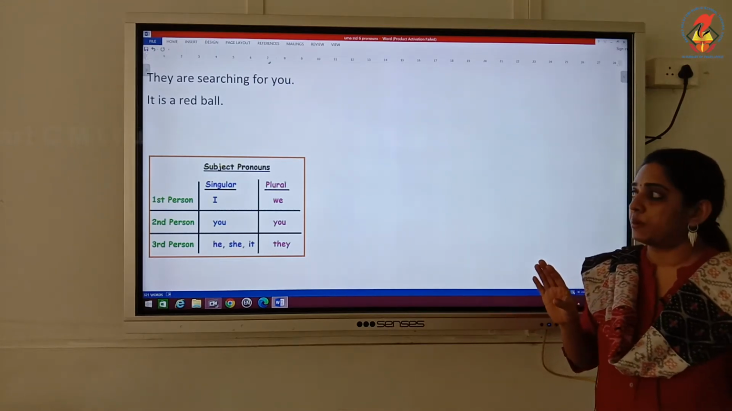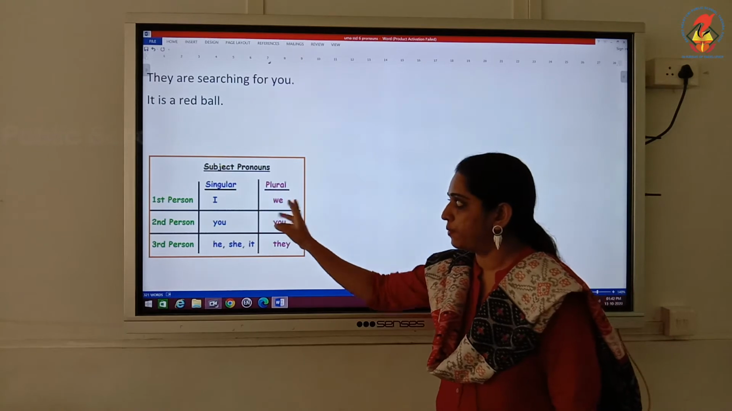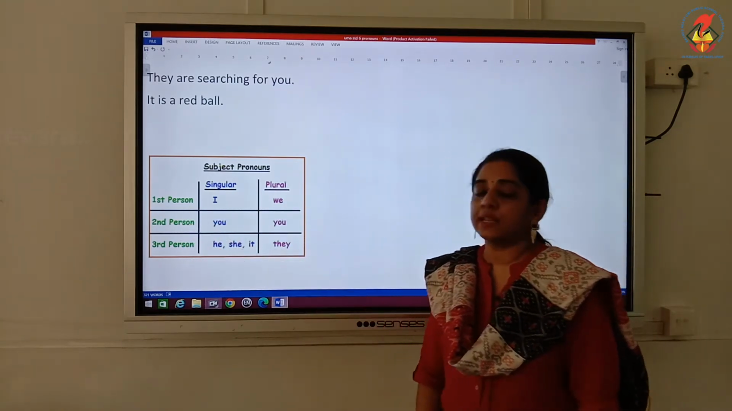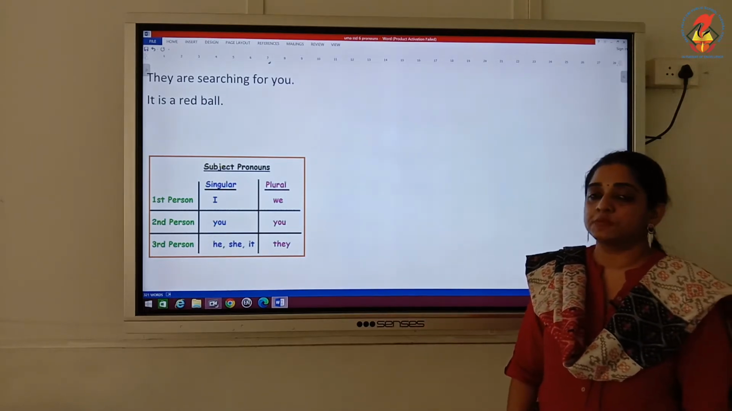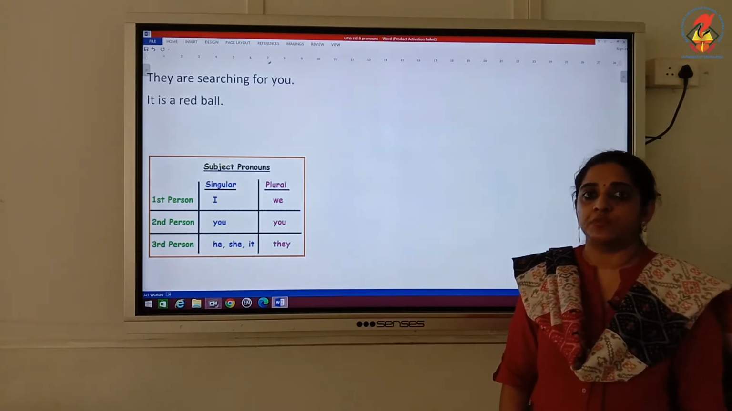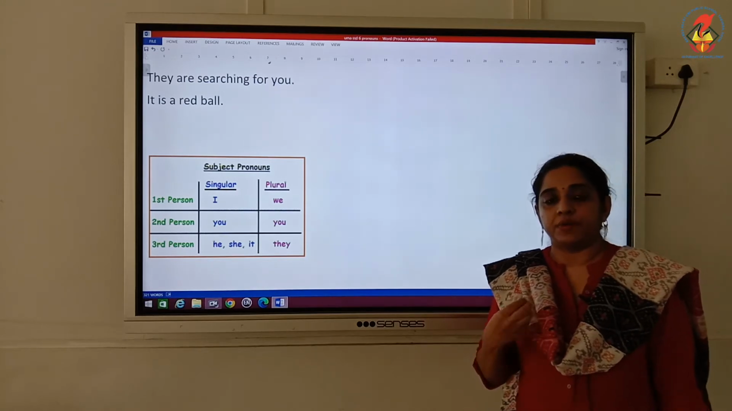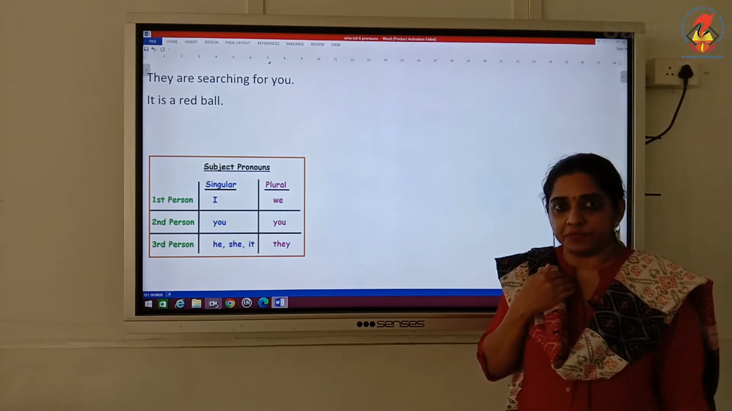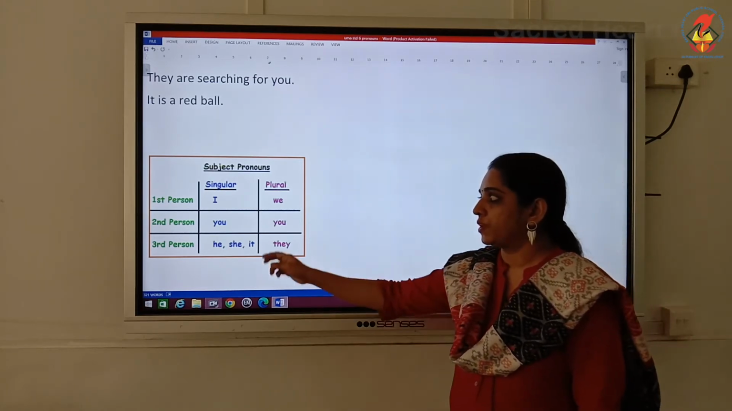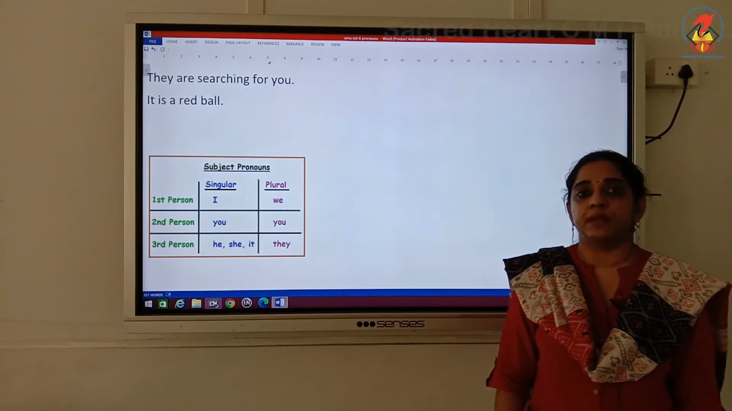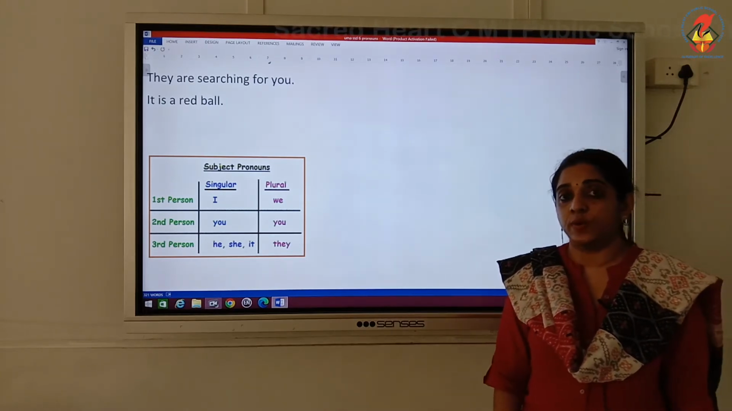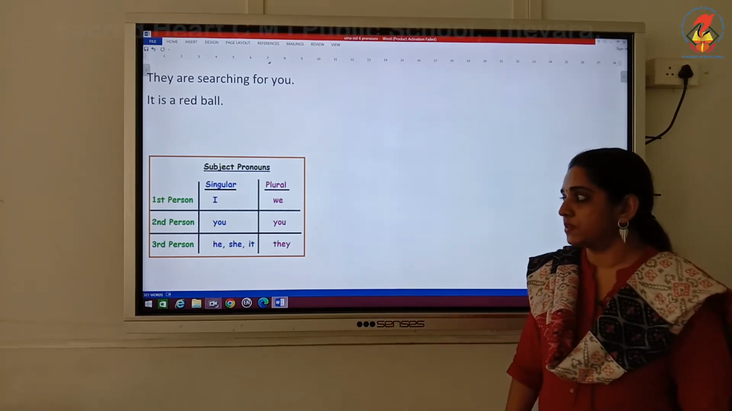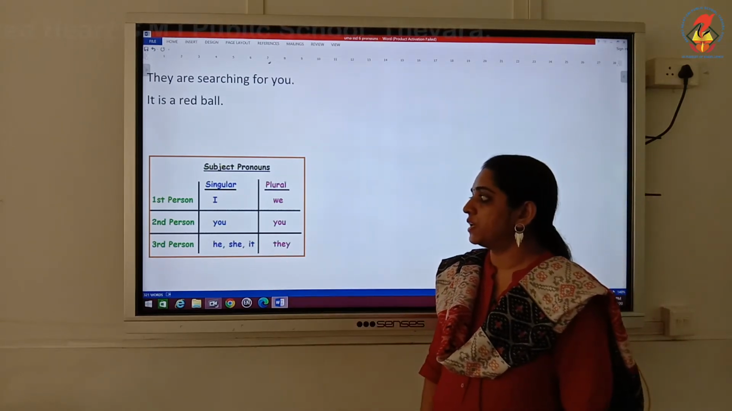Personal pronouns can be written in singular and plural, and they can also be divided into first person, second person and third person. What is the first person? The word I is called first person. I am writing. That means I am the speaker. I am speaking, so I am the first person. Then, for example, I am saying the sentence, you are writing. I am addressing somebody, so that is second person. And third person, he, she, it.